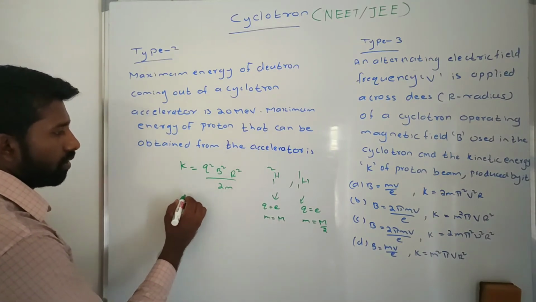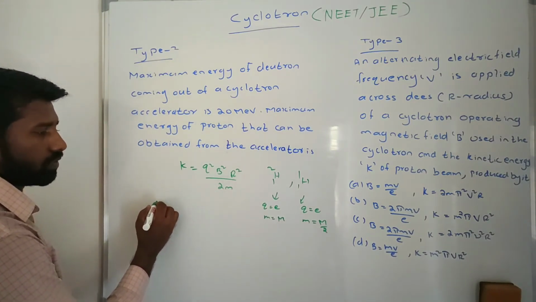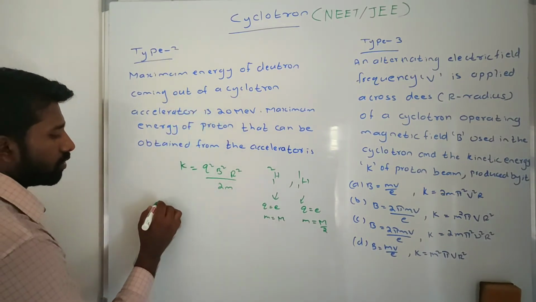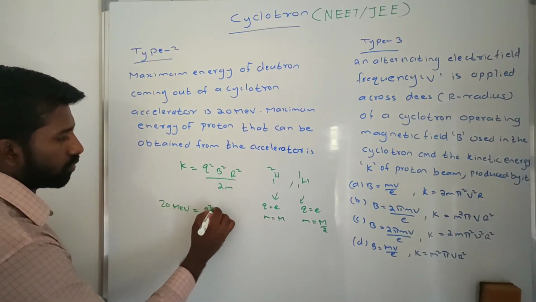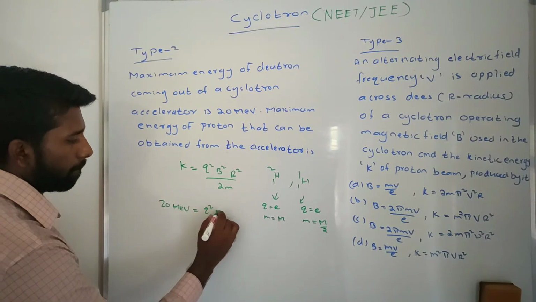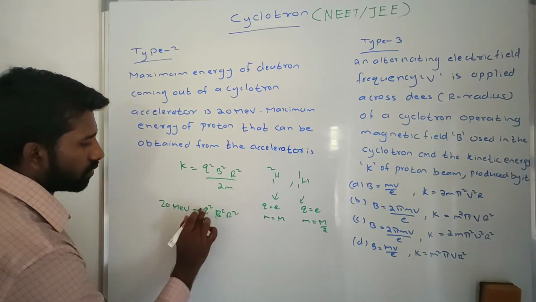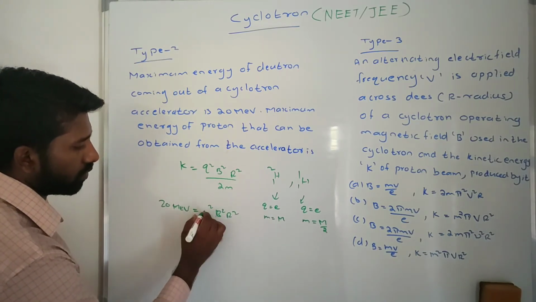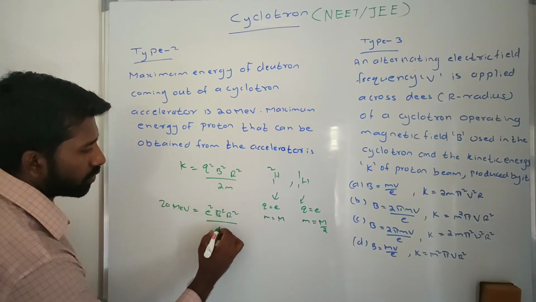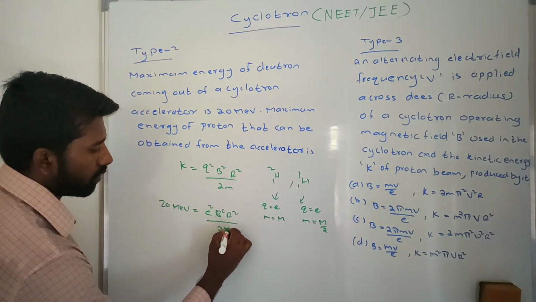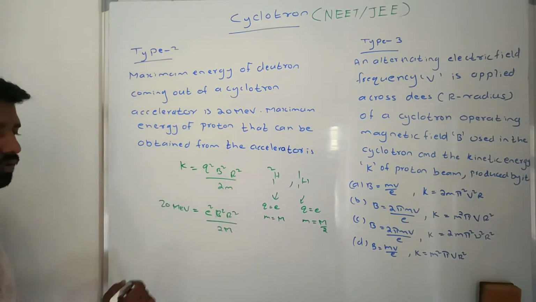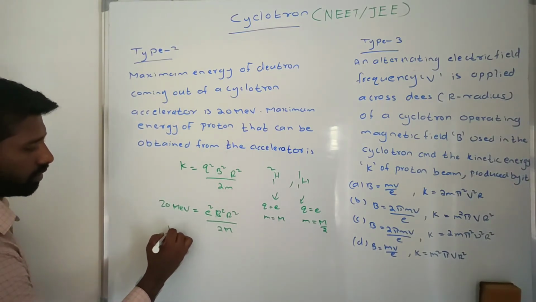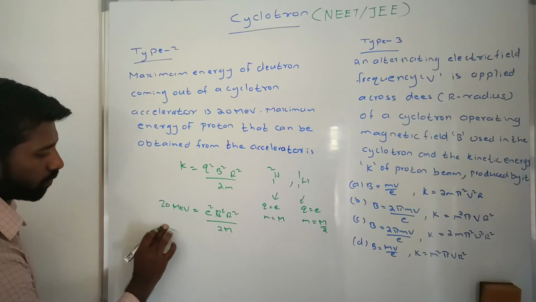So here, what about the kinetic energy of the neutron? That is 20 mega electron volt. So 20 mega electron volt is equal to Q square B square R square. For a neutron, this is E square B square R square by 2 into capital M. Okay, for a neutron.